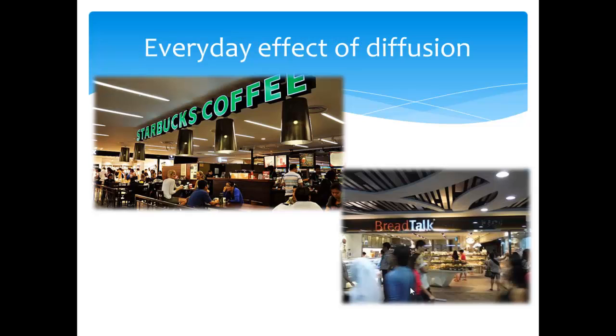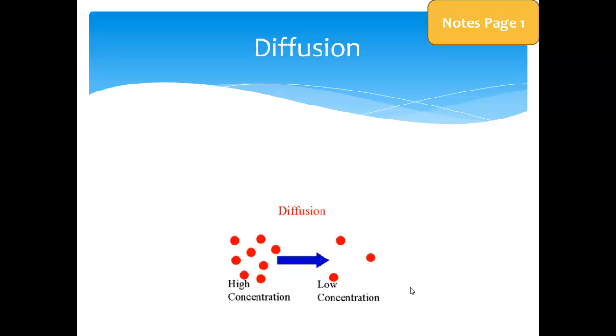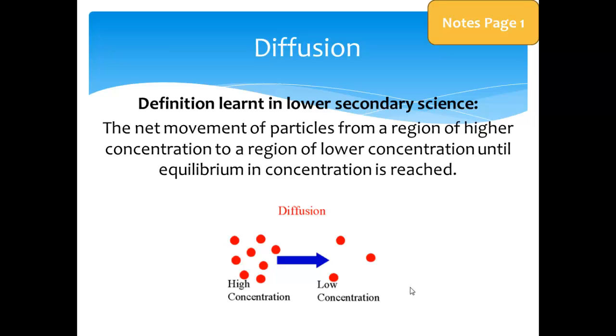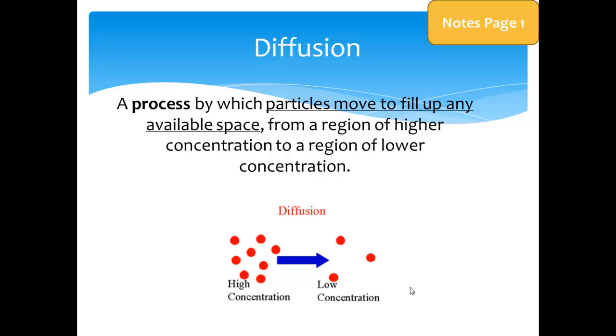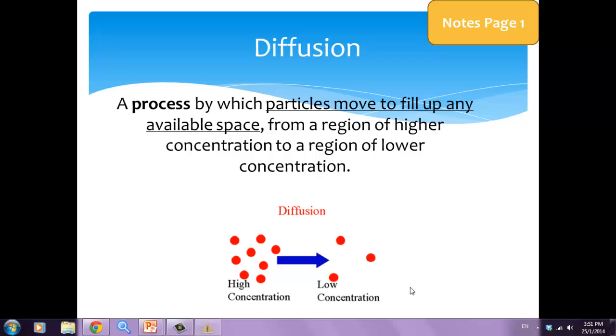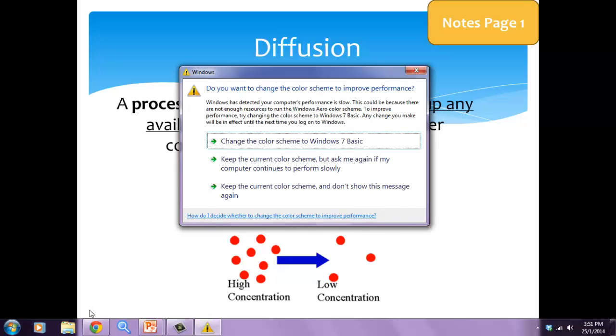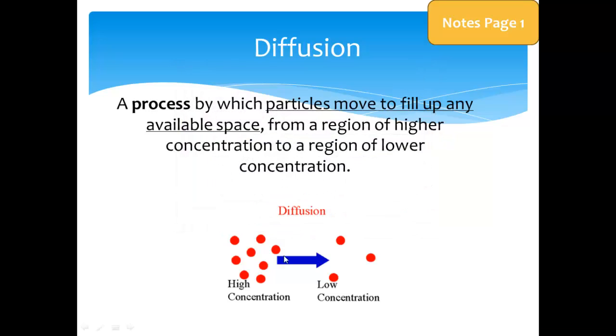Now let's try to recall the definition of diffusion that we have learned in lower secondary science. Is this the definition that you have learned? In chemistry, we are not particular about the detailed phrasing. Hence, as long as you include the main points that I'm about to cover later in your answer, it is fine. You need to tell me that it is a process by which particles move to fill up any available space from a region of higher concentration to a region of lower concentration.